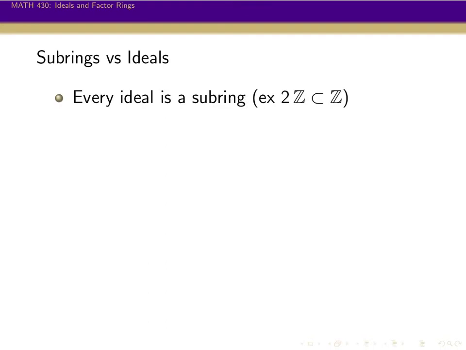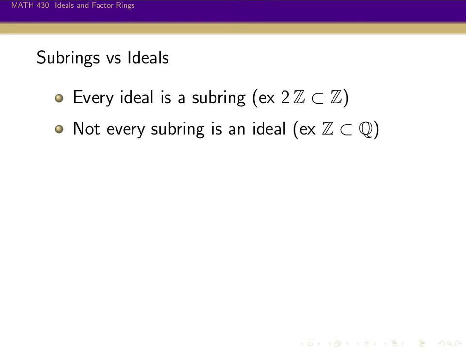Well, as we've been saying, every ideal is a subring. So the even numbers, the principal ideal generated by 2 in the integers, is going to be an ideal of the integers. But not every subring is an ideal. For example, the integers are a subring of the rational numbers, but not an ideal of the rational numbers because, say, I could do 1/3 times 7. This is not in the integers, even though 7 is in the integers. And so this shows that the integers is not an ideal of the rational numbers.